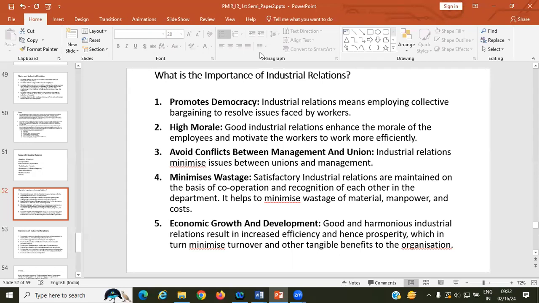So these are the importance of industrial relationship. It will promote democracy, it will increase the morale of the employees, it will avoid conflict, it will minimize wastage, and it will maintain the growth and increase the economic condition of the country and industry, and it will develop that. So these are the importance of having good industrial relations.